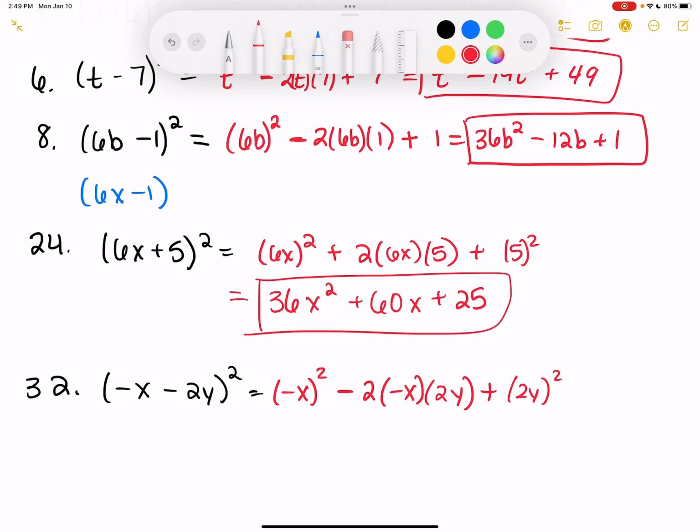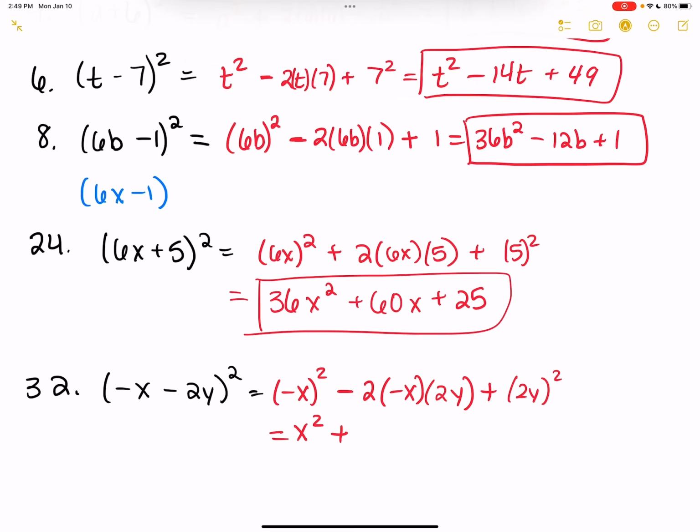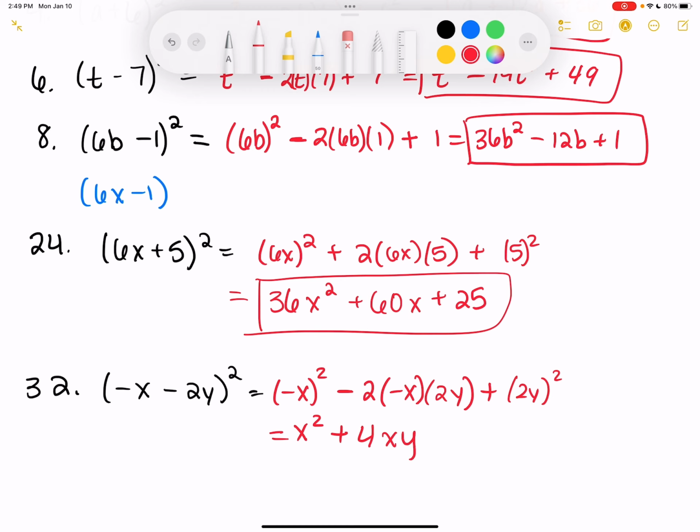So negative x squared, the negative is going to become positive because negative times negative, so that's just going to be x squared. Then in the middle here, I have a negative 2 and a negative x being multiplied, so that's going to become positive. It's 2 times 2, so 4 times x times y. That's what happens when there's 2 variables. And then the last term is 2y squared, so that's 2 squared times y squared, so that's plus 4y squared.